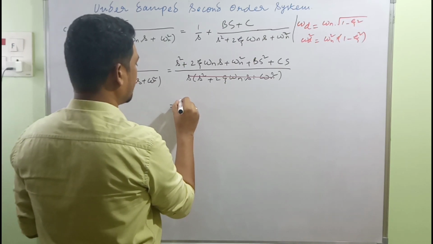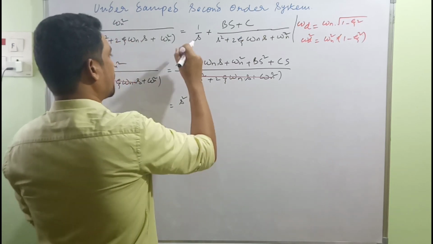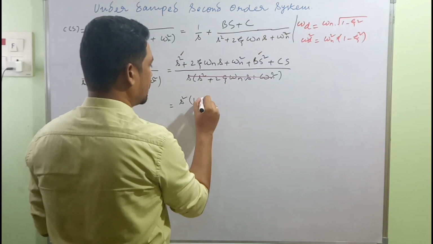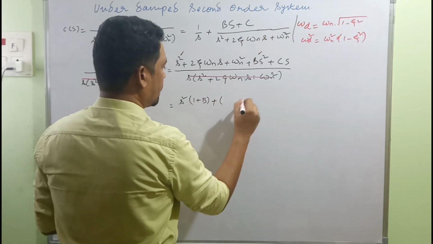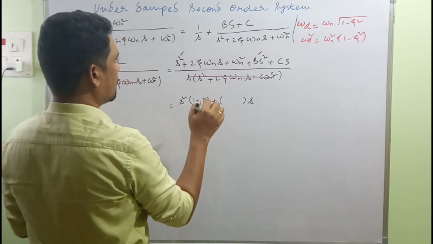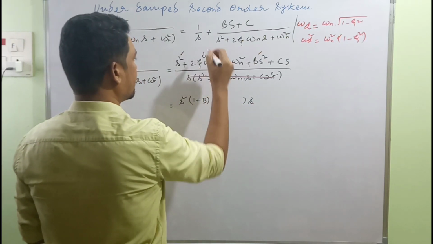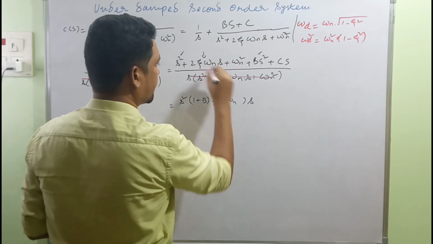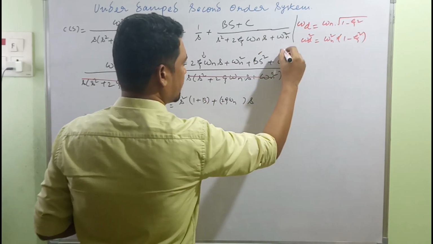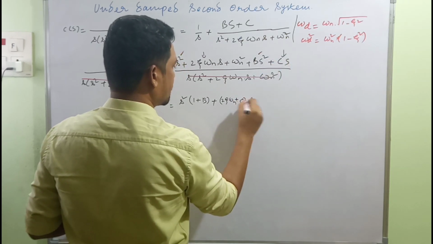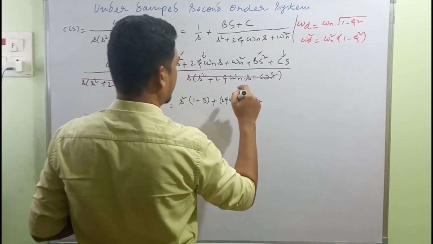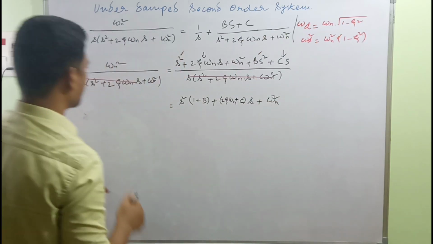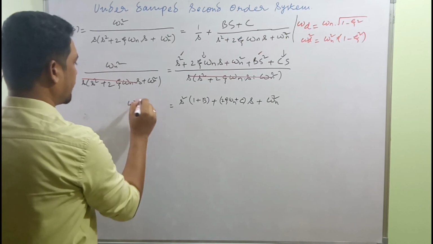Picking out s square as common from this, that will give us 1, and from this that will leave us b plus b over here, plus going ahead picking out s, that will give us 2 zeta omega n from this term, 2 zeta omega n from here, and the same s, that gives us plus c, isn't it? Plus what are we left with? It's omega n square that is left over, right? So which is equal to omega n square on this side.